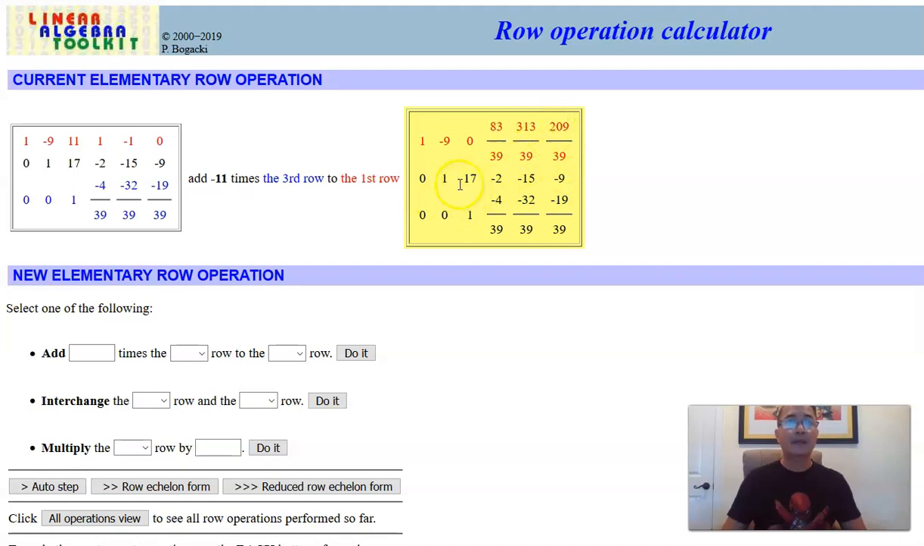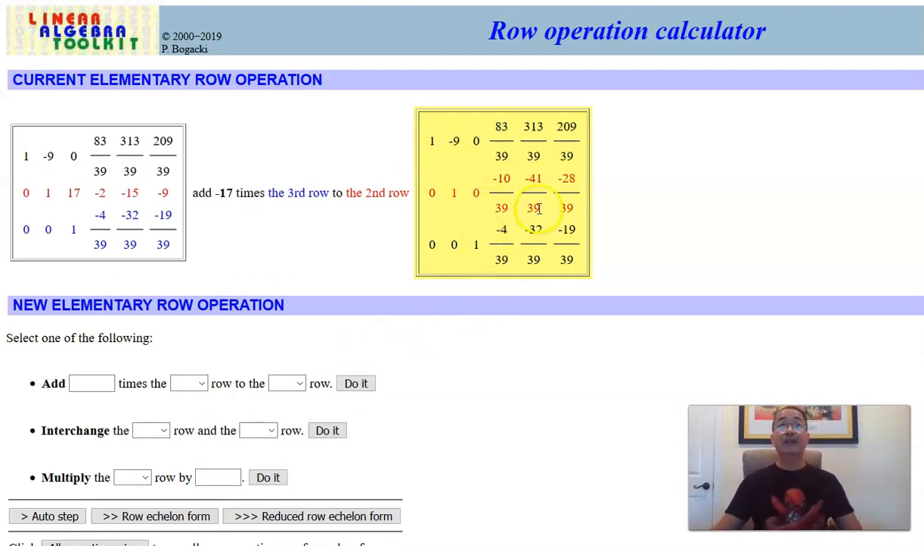Okay. For the second row, add negative 17 times the third row to the second row. Yeah, there we go. The second row should now be correct. Minus 10, minus 41, minus 28. Excellent. So now, last step, clear that minus 9.